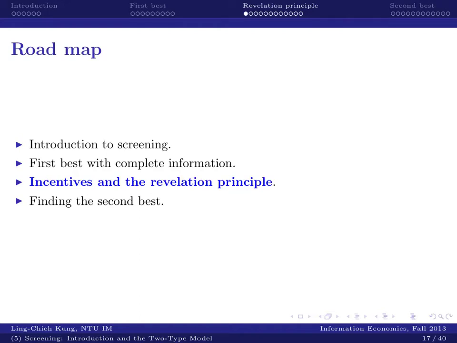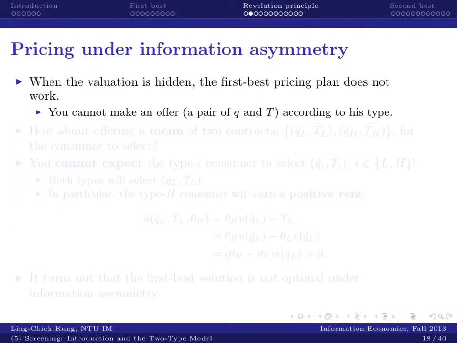Okay, so now we're going to consider the case with information asymmetry and then try to formulate and solve this problem. Sometimes we will need to use this revelation principle to help us simplify the problem. So now we're pricing under information asymmetry. The valuation is hidden and the first best pricing plan will not work, right? Because now you are not able to make an offer according to his type. It's impossible to do that because you cannot see what's his type.